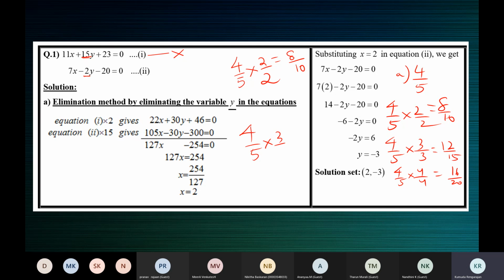Similarly, you can write equivalent equations. The value of an equation is not altered when you multiply it throughout by any non-zero value. Please listen to me. Don't read what is in the slide. Please follow what I am explaining.